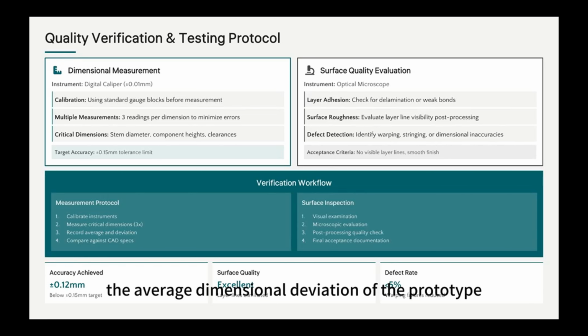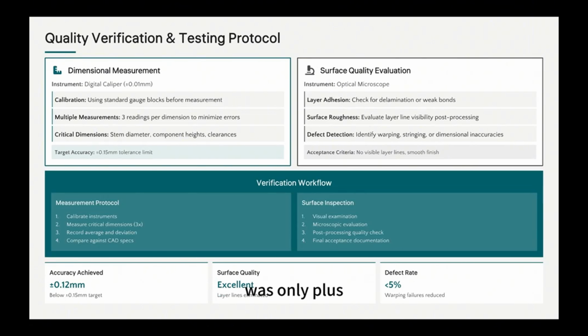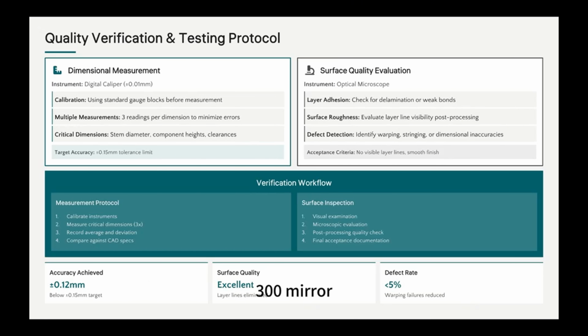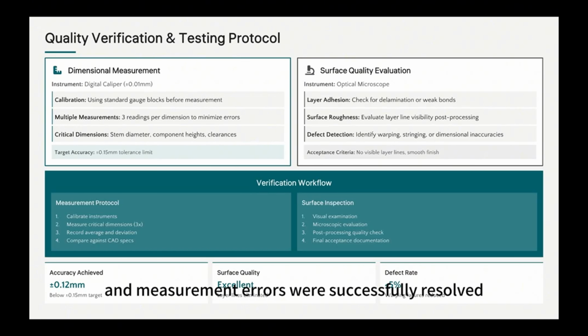The average dimensional deviation of the prototype was only plus or minus 0.12 mm, lower than the target limit of plus or minus 0.15 mm. Post-processing with sandpaper completely eliminated layer lines and loose filaments on the 3D printed parts, significantly improving surface smoothness. The entire prototype was assembled within a budget of 300 MYR, and practical issues such as printing warpage, laser cutting residues, and measurement errors were successfully resolved.